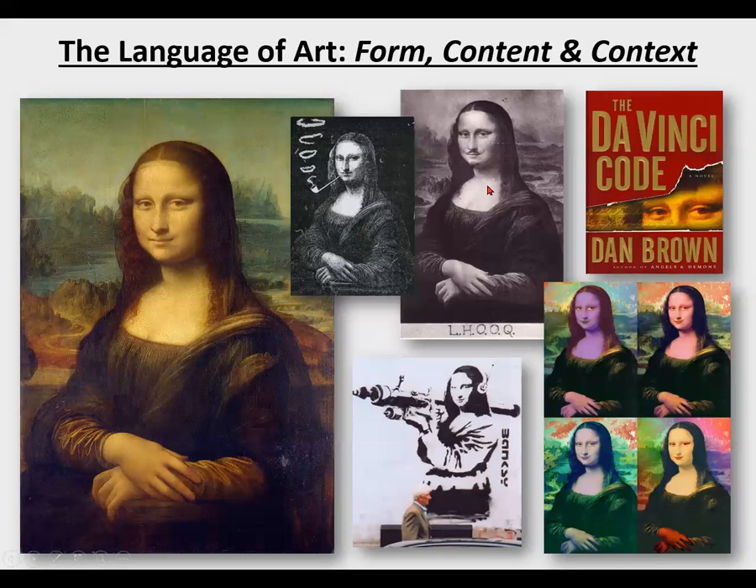And when Marcel Duchamp bought this postcard from the Louvre, he put on it an acronym here that has to do with the lady's private part, which is a little bit rude. And he also put a mustache and goatee on her, and he called it his ready-mades. Her image was used in that way.